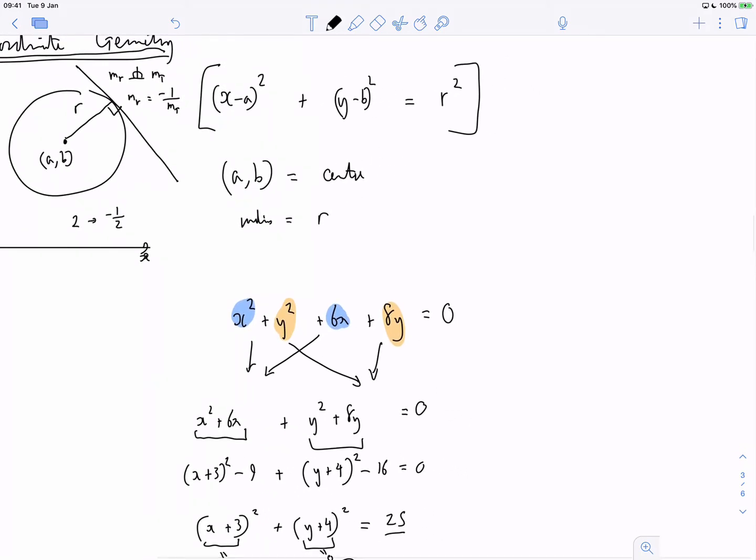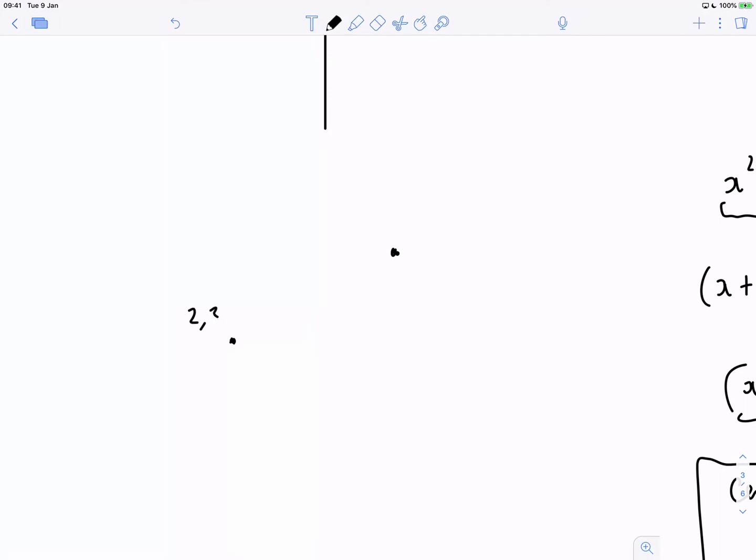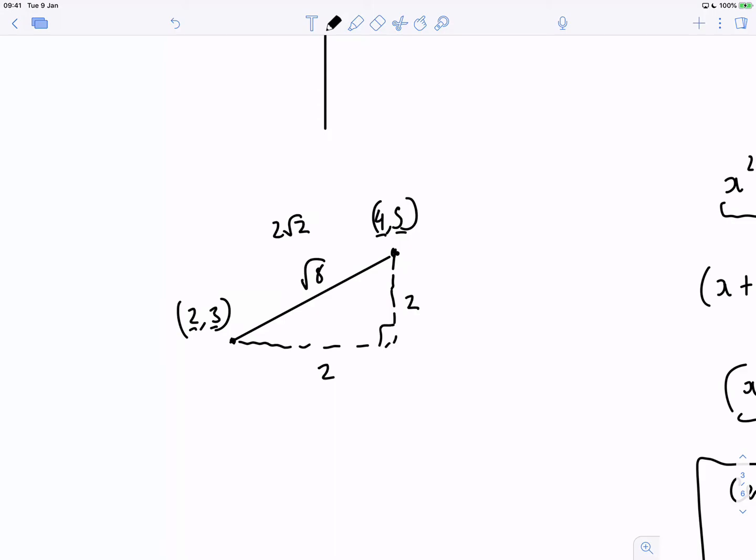Other key points, and we kind of touched on this in the pure last time, if I've got 2 points like so, let's say this is 2, 3 and this is 4, 5, and I want to find the distance between those 2 points, then I'd consider a right angled triangle, and then 2 to 4 is 2 along and 3 to 5 is 2 up. So 2 squared plus 2 squared is 8, so this hypotenuse would be root 8, which is 2 root 2. So the length is 2 root 2.